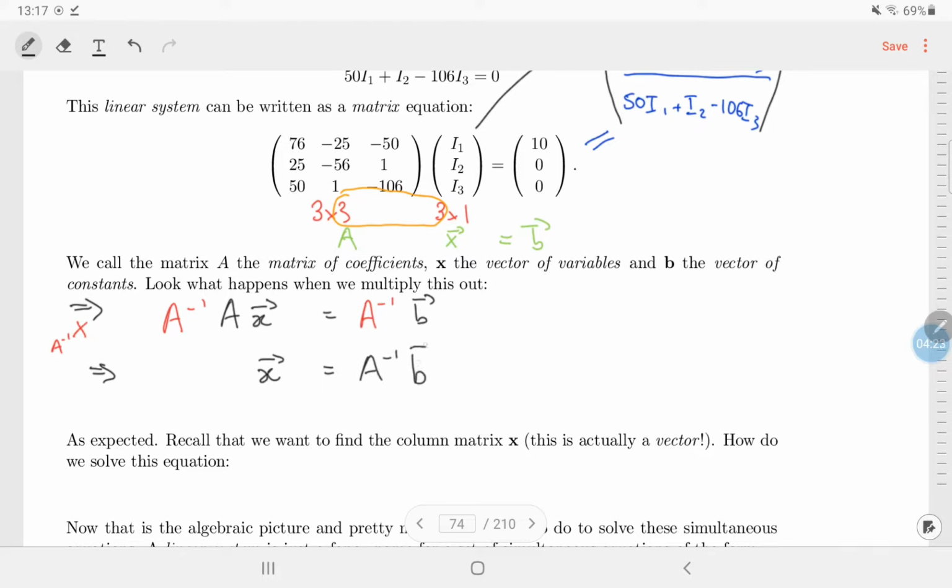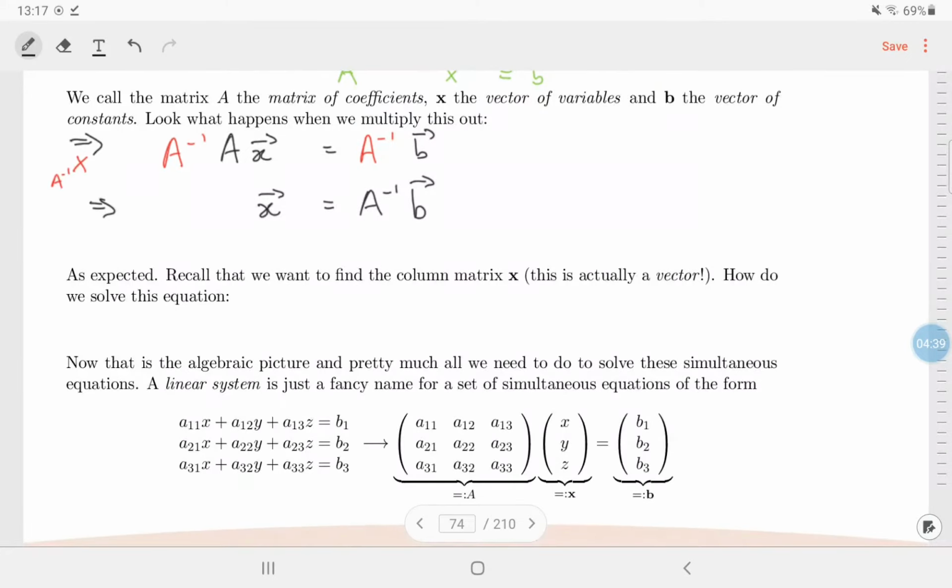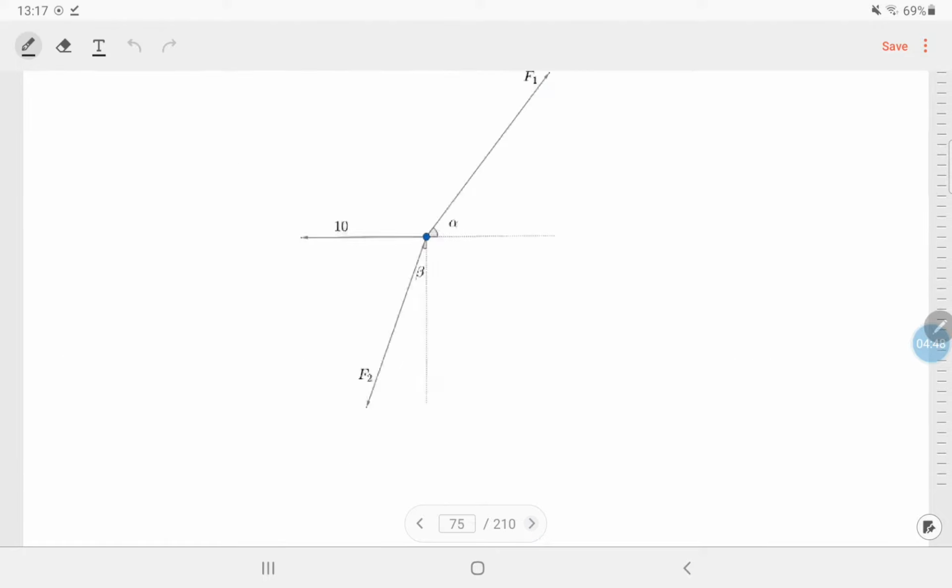So if you want to solve the simultaneous equations, what you have to do is find the inverse of that 3 by 3 matrix A. Now we have already spoken about the inverse of a 2 by 2. We're not actually going to ask you to find the inverse of a 3 by 3. Okay. So this is the algebraic picture, and all we need to do is this. And a linear system is just a fancy name for simultaneous equations.